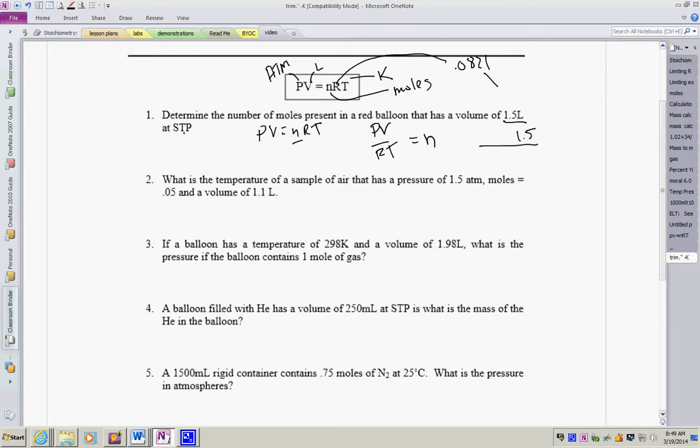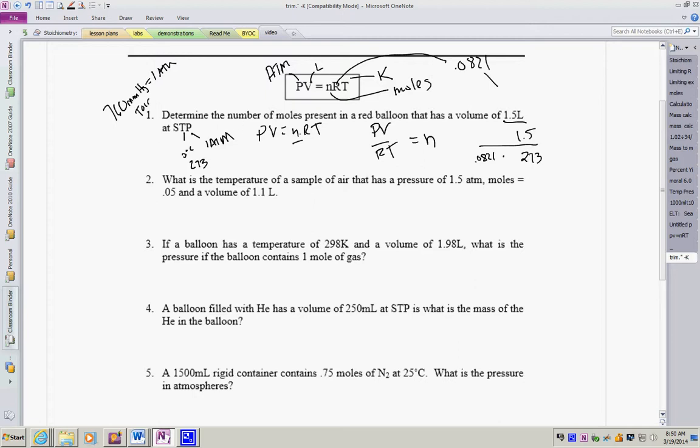STP stands for standard temperature and pressure, which is 0 degrees Celsius, which is 273 Kelvin. I'll plug that in for my temperature, which goes on the bottom, 273. R is 0.0821. The pressure is also standard at 1 atm. Just an FYI, 760 millimeters of Hg equals 1 atm. Another name for mmHg is torr.